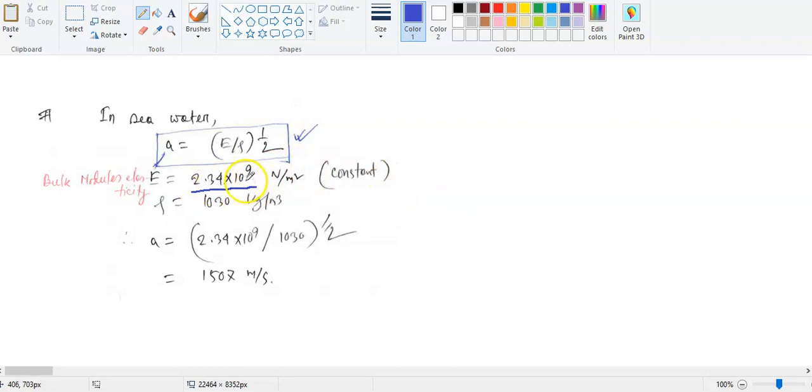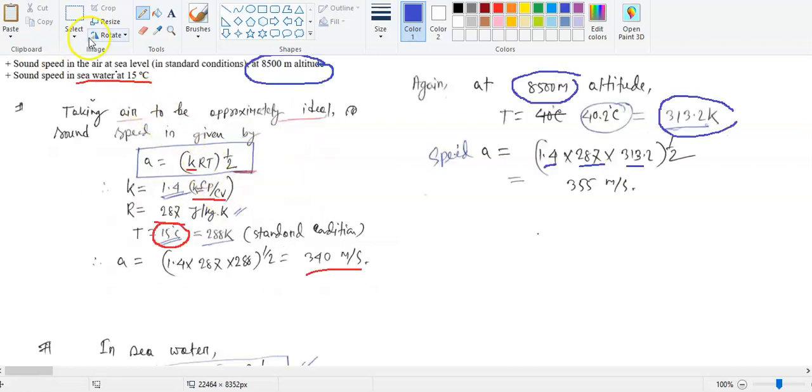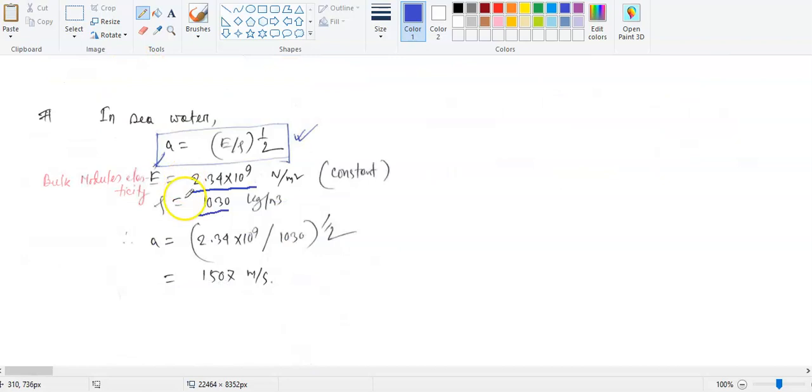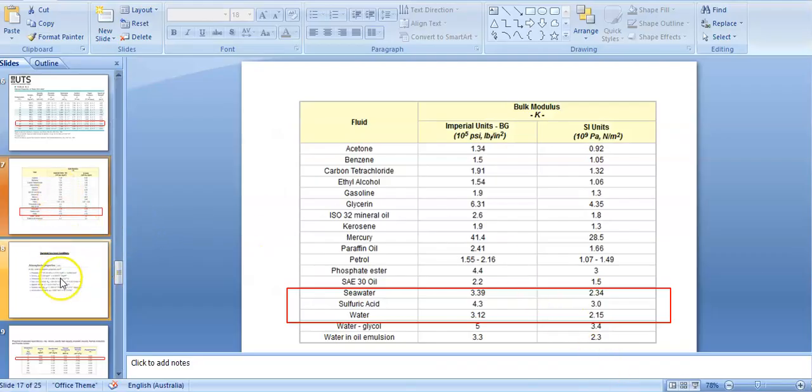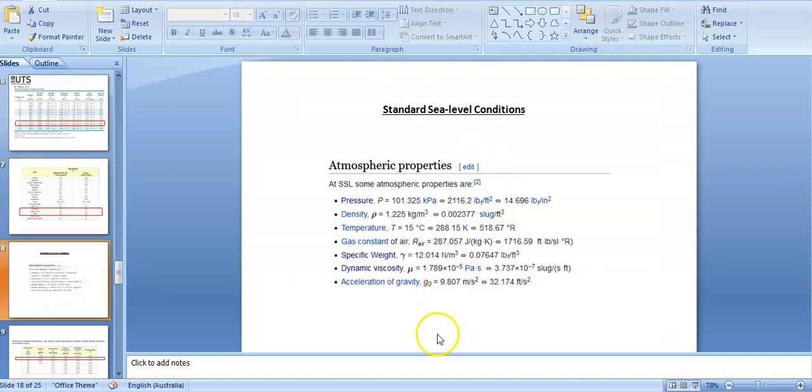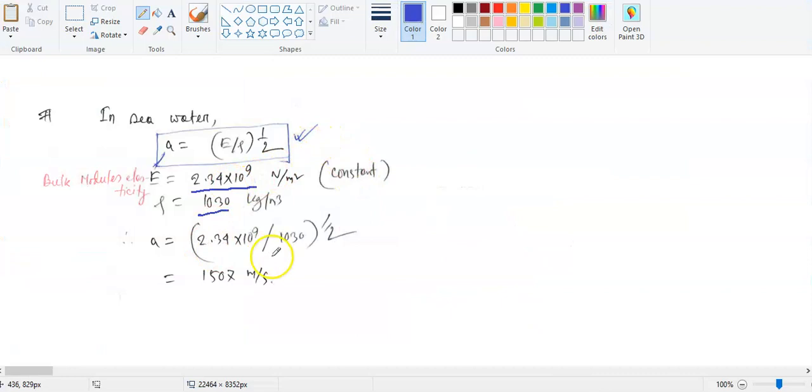If you know this value, and at standard conditions, that means it says seawater and 15 degrees centigrade, then the density is 1030. I'm telling you again, you will get every single piece of information from here. This is for the standard sea level conditions. Now if you substitute all the values here, this is the sound speed in seawater. So that's pretty simple, and now we'll solve the next problem.